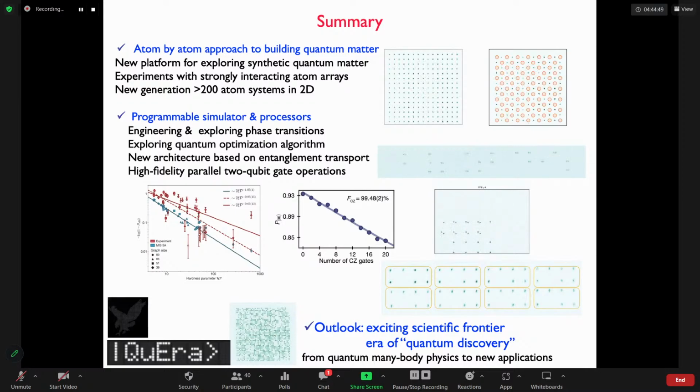And for example, part of a generation 3 upgrade, we can now independently control all atoms. So we have a way, by using acousto-optic deflectors, to control basically any atom individually in the array.